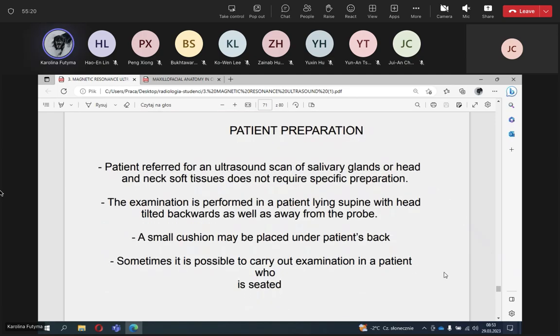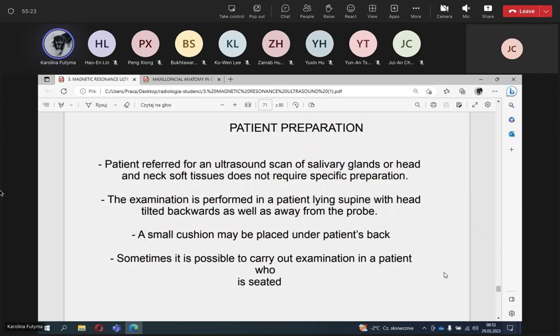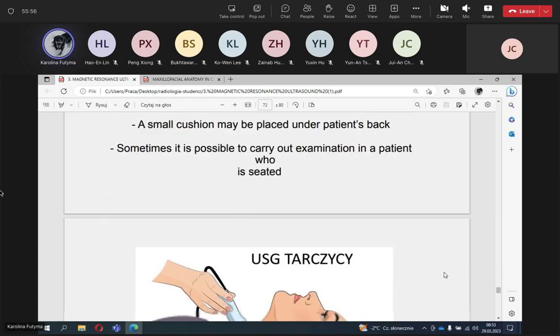And maybe a few words about patient preparation. A patient referred for an ultrasound scan of salivary glands, for example, or head and neck soft tissue does not require specific preparation. The examination is performed in a patient lying supine with head tilted backwards, as well as away from the probe. A small cushion can be placed under the patient's back. Sometimes it is possible to carry out the examination in a patient who is seated.